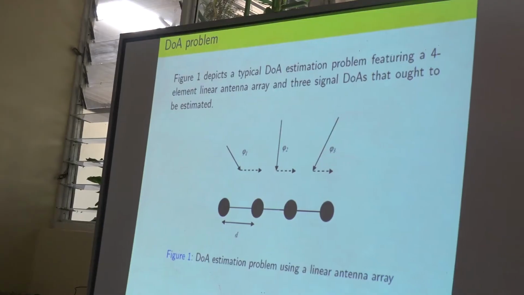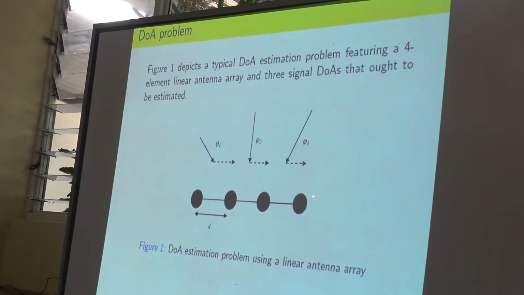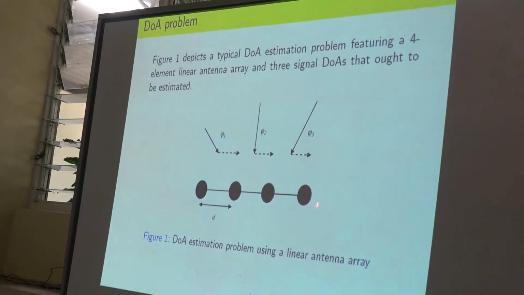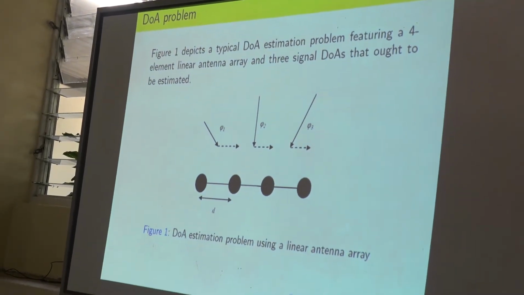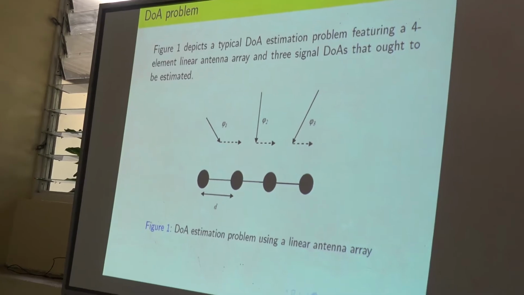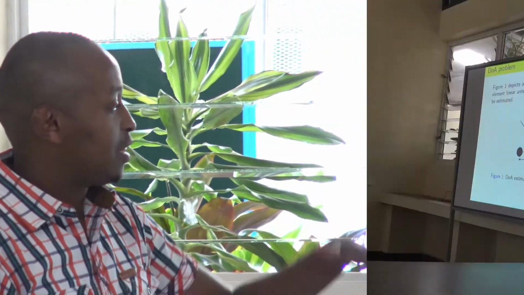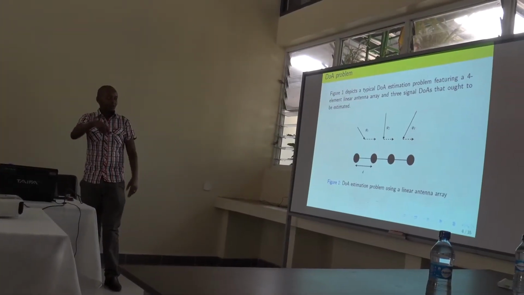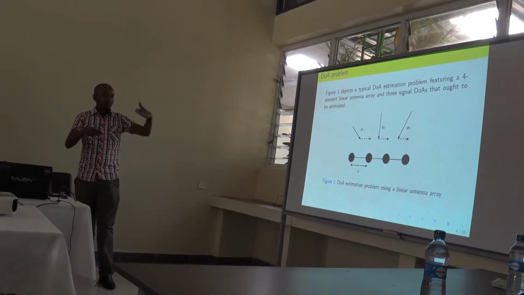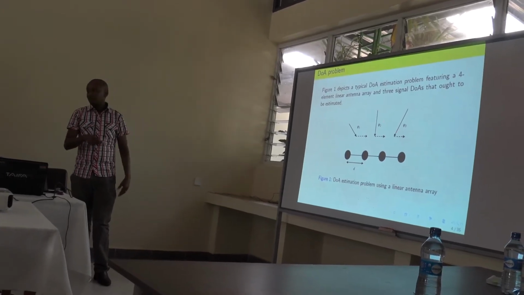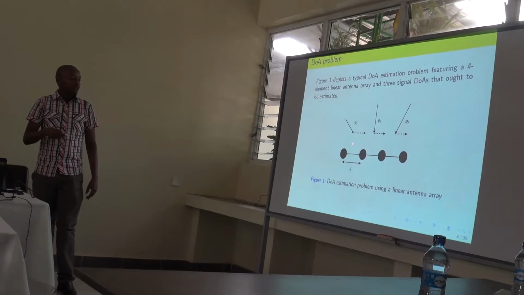In this particular case, we have three signals emanating from three different directions. Down there we have an array composed of four individual elements arranged in a linear manner. A particular signal arriving there has a planar wavefront.